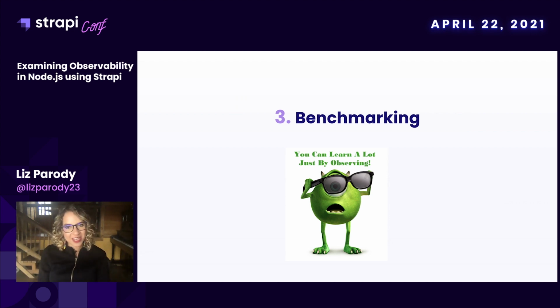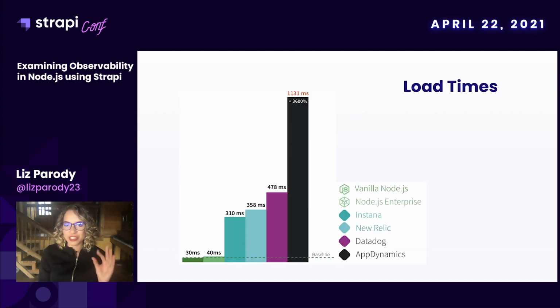Finally, now that we have seen some tools for observability, let's see some benchmarks that compare the most important features for an observability tool. If we're going to check load times, which is the time it takes for a Node.js process to be available to receive and process requests, we can see vanilla Node.js is the fastest with 30 milliseconds, followed by NSolid with 40 milliseconds. Then we can see Instana with 210 milliseconds, which is an increase of 600%. New Relic, Datadog, and finally, AppDynamics, which is an increase of 3,600%.